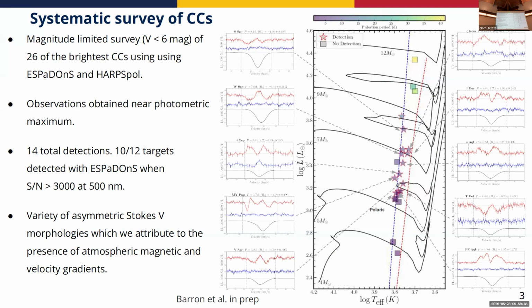These observations are technically challenging because we require sub-Gauss precision, and for maximum efficiency we need to observe near photometric maximum, which means CFHT is excellent because we can do queue observing and only observe near these specific phases and in the best observing conditions. I'll also point out that when we obtain ultra-high signal-to-noise, we have detections in 10 out of 12 targets with Espadons.